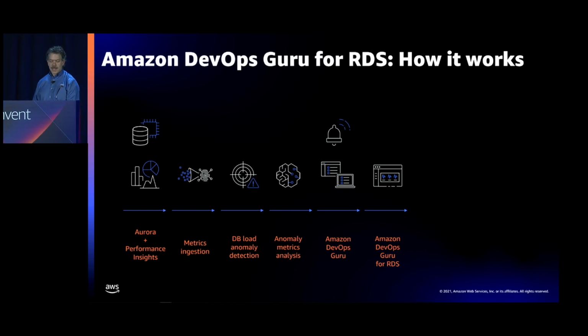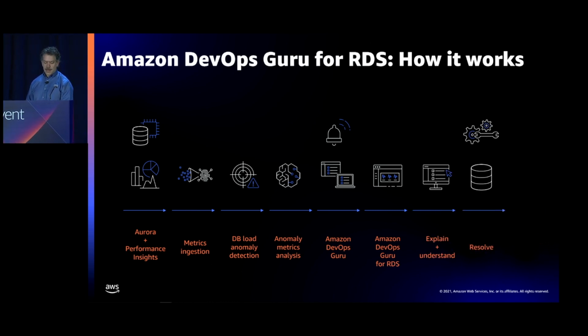Anytime DevOps Guru for RDS detects an anomaly in an Aurora cluster, the DevOps Guru console will highlight it and direct you to the DevOps Guru for RDS detail page for that anomaly. On that detail page, DevOps Guru for RDS displays the analysis results, providing the context necessary to understand what is contributing to the database issue. It also shows you the results of the analysis that can then point you to the best next steps for resolving the problem.